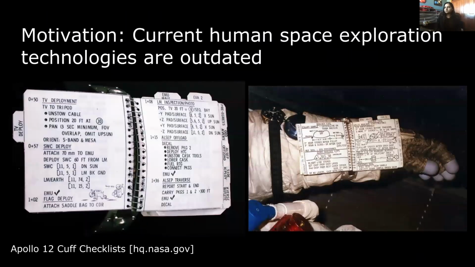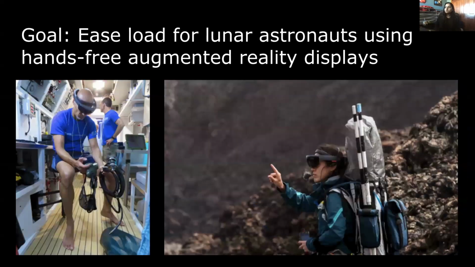So the motivation behind the CLAWS group and what we did was that current human space exploration technologies are outdated. So for example, in these images, we have cuff checklists, which are basically tiny books with everything an astronaut needs to know during their mission strapped to their wrist, and that's what they use to do their activities. So our goal was to ease the load for lunar astronauts, and not just lunar astronauts, but astronauts in general, so they can be using these augmented reality displays and have their hands free to do their tasks. And as you can see in these images, NASA is already making use of these AR technologies.